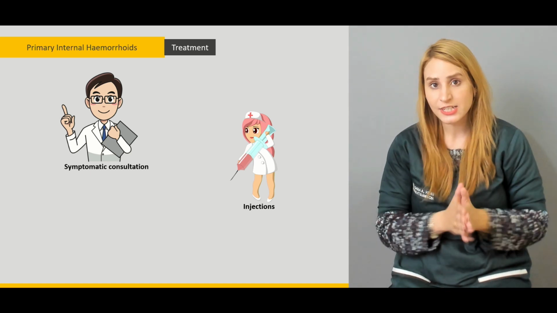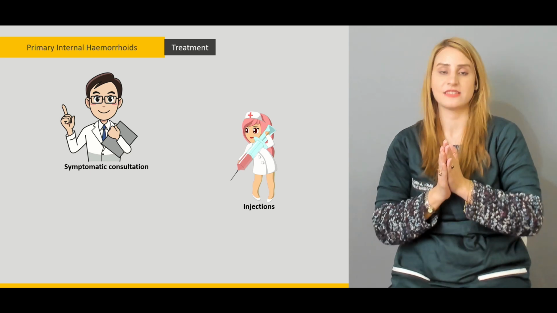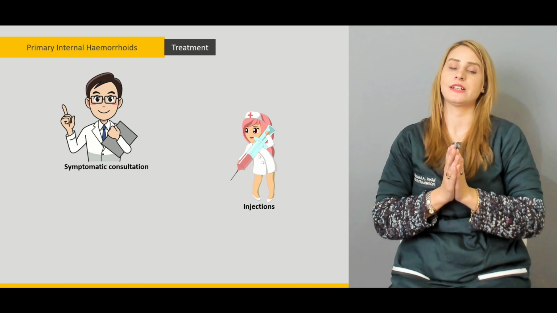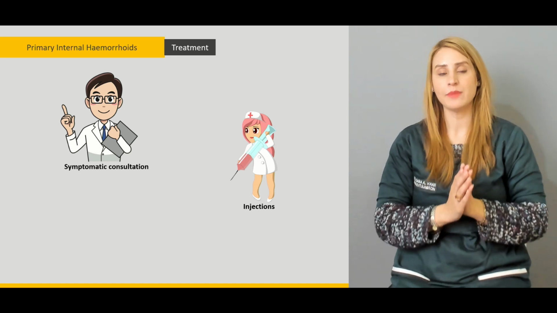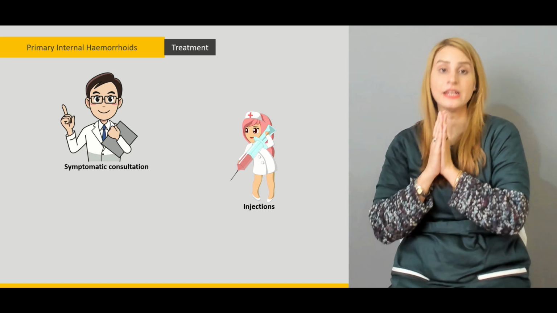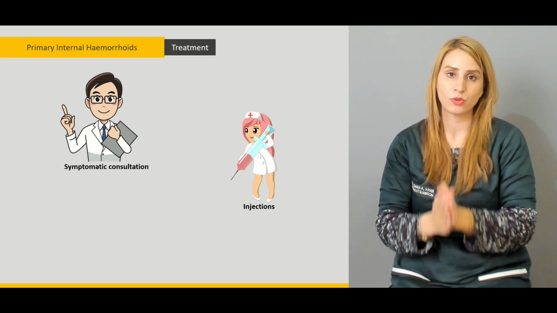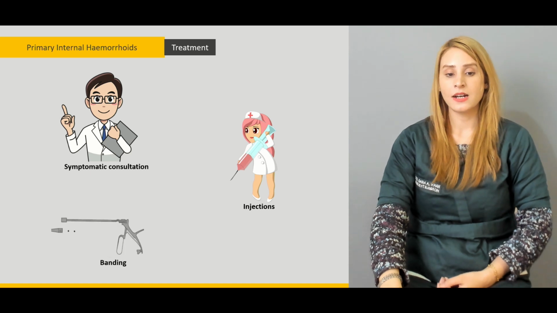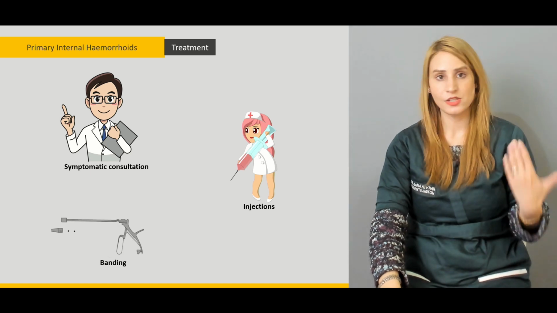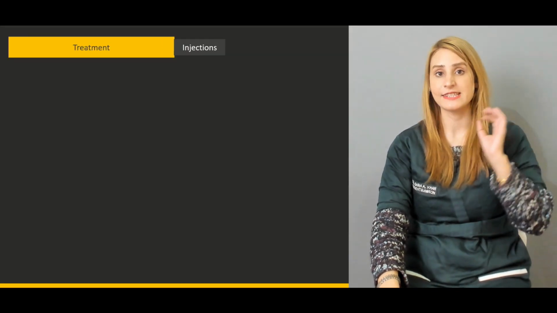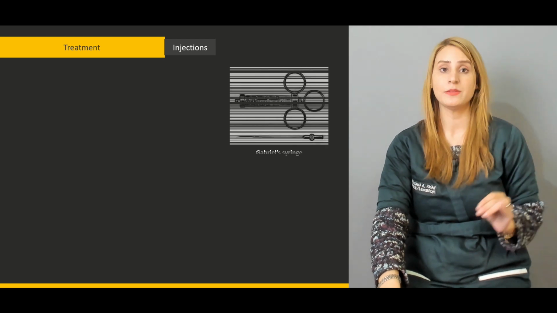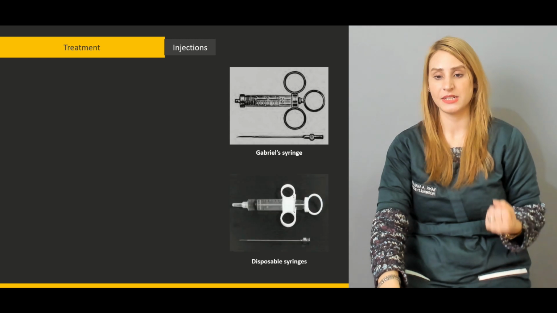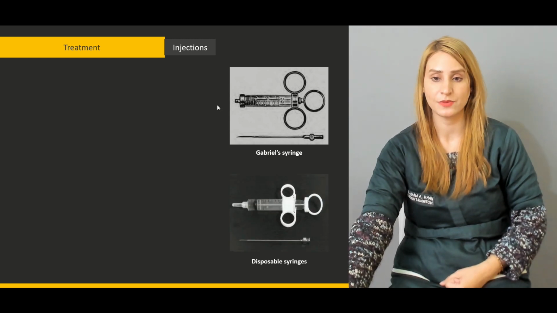So if there's a first degree hemorrhoid, manage your patient conservatively. If there's a second degree hemorrhoid, go for injection sclerotherapy. If there's a third degree hemorrhoid, go for banding. If there's a fourth degree hemorrhoid, go for hemorrhoidectomy. So you should be very clear about the degrees. That's why it is very, very important when you are investigating or trying to make a diagnosis. So there are two kinds of syringes which can be used.